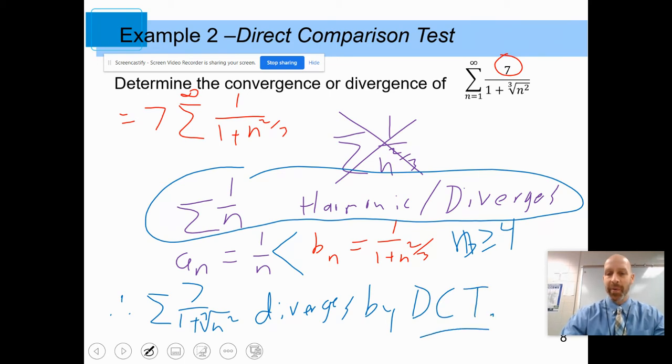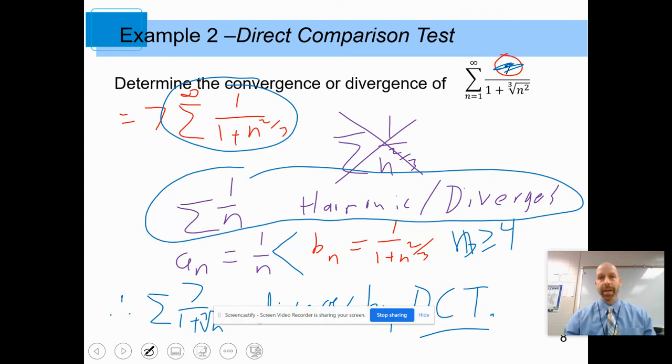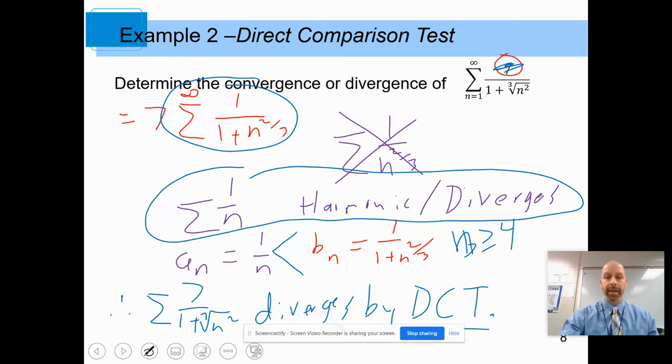And that's how you'll see me abbreviate it a lot. Okay, so basically, by the way, let me just let you know, if we know that this series diverges, then if I take 7 times it, it's obviously going to diverge too. So there you go. Okay, so there are 2 examples of the direct comparison test.